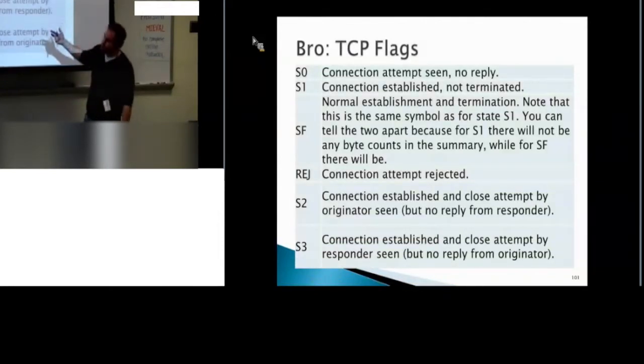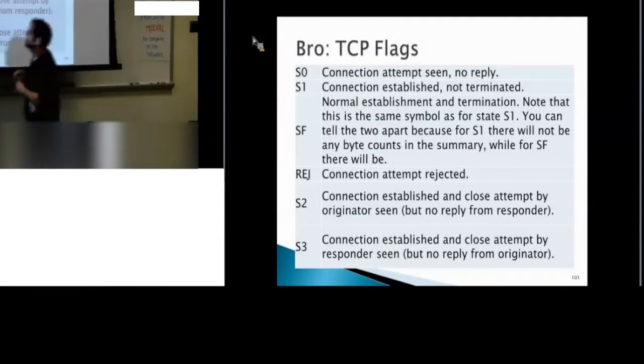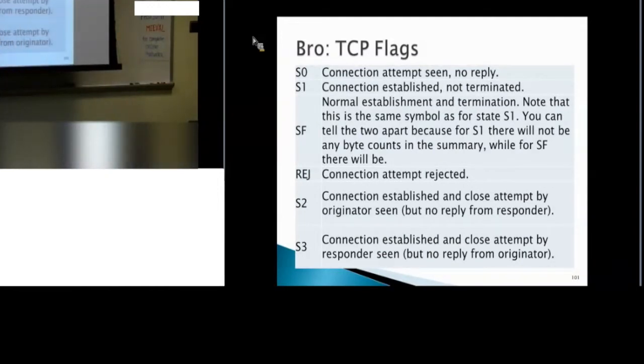So here's how TCP flags work. Remember when you're doing the lab, you could see SYN, ACK, all that information. Bro does it a little bit differently. So S0 means connection attempt seen, but there's no reply. S1 is it was established, but it wasn't terminated. SF means normal establishment and termination.